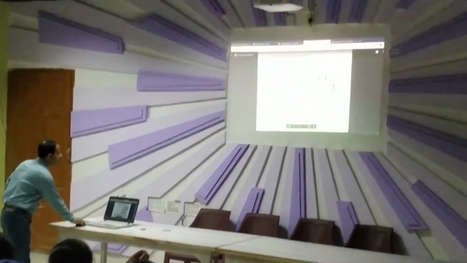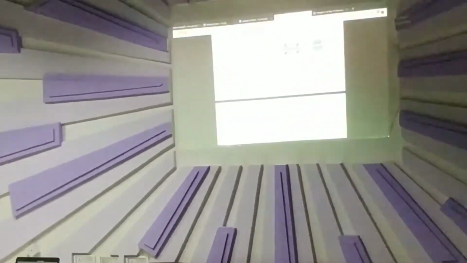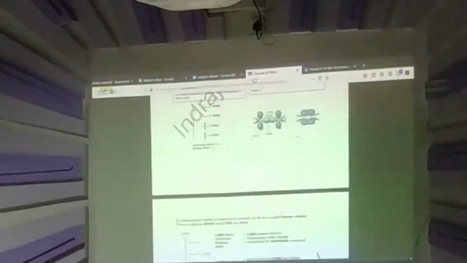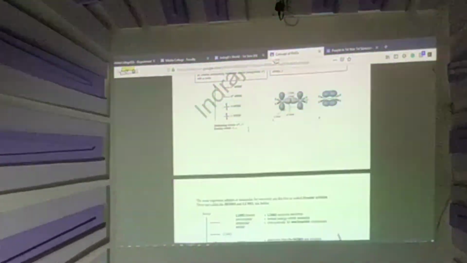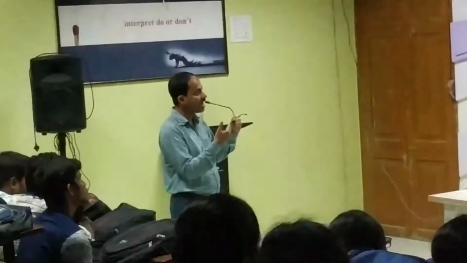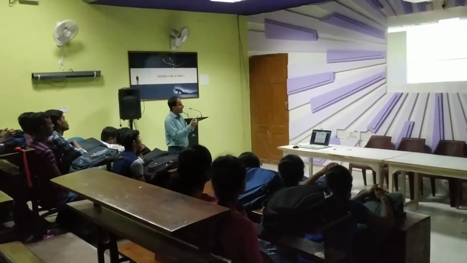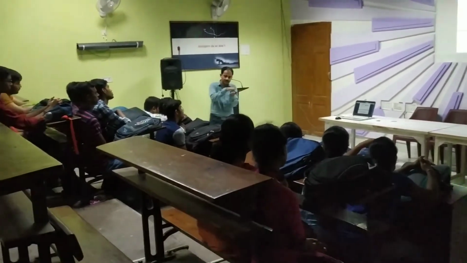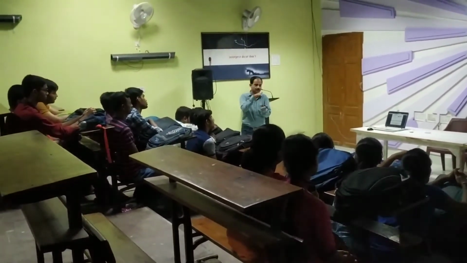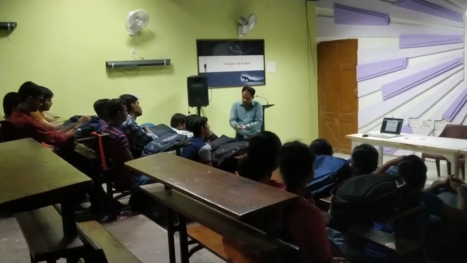Now let us come. This is a pictorial presentation of how the sigma orbital and the pi orbital look. Clearly it is indicating that sigma orbital is by head-on overlap, that is along the molecular axis, and the pi orbital is perpendicular to the molecular axis. So one set of electron is above the plane, another is below the plane.